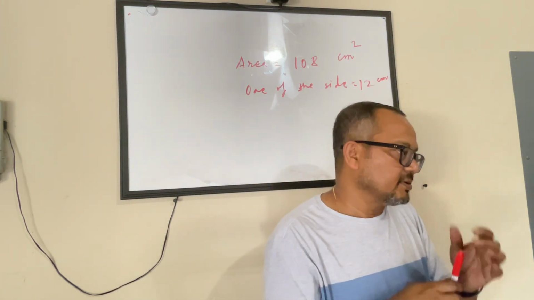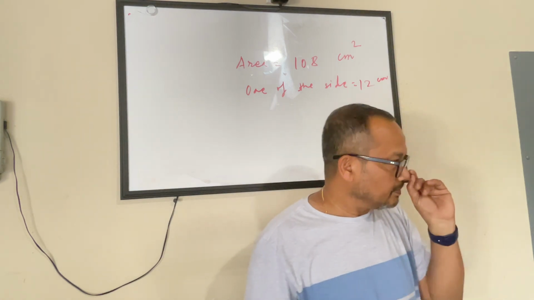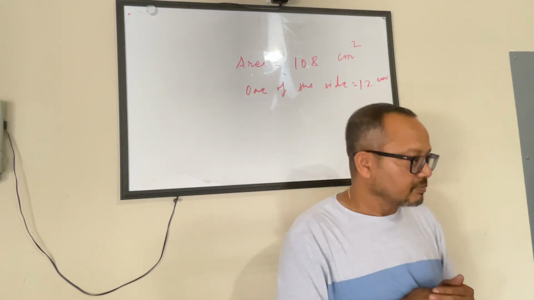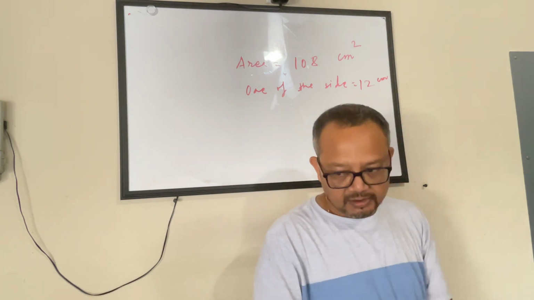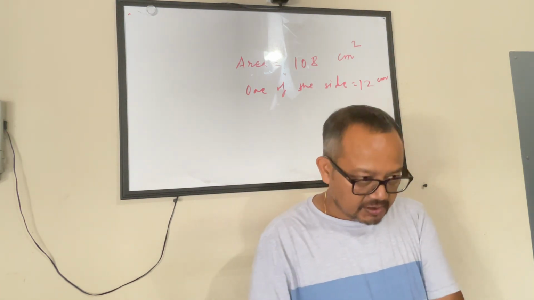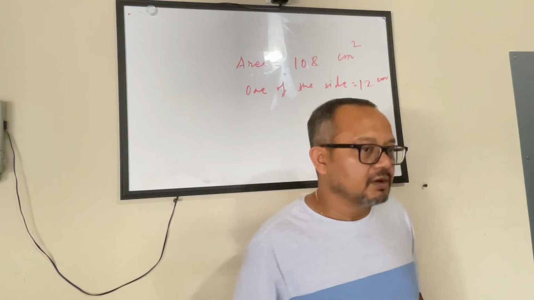I did 108 divided by 12 and I got 9. Mm-hmm. And then I did 9 times 2, which is 18. Mm-hmm. And then I did 12 times 2, which is 24. Okay. And then I added them and got 42. Okay.